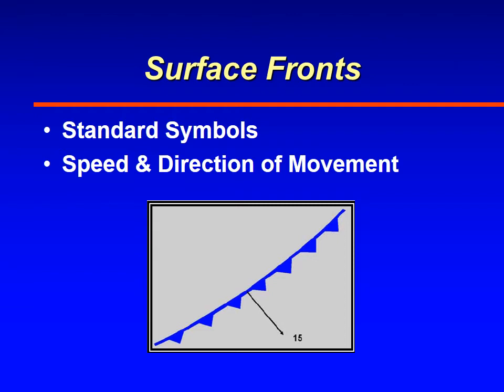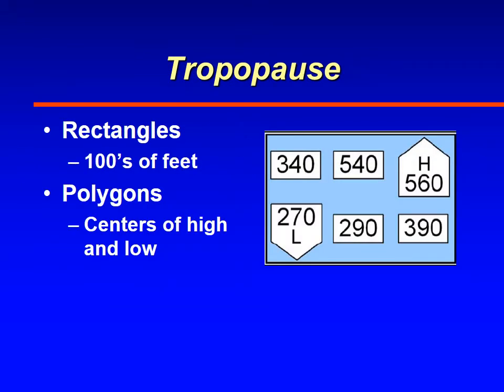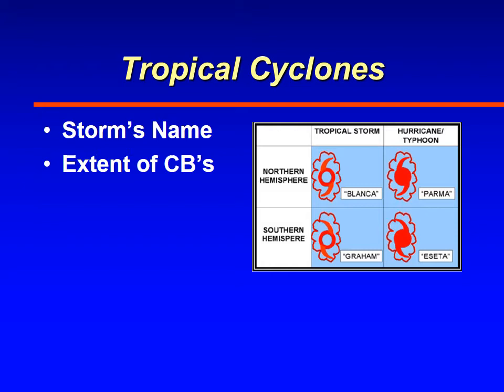They use standard symbology for fronts. They'll indicate surface fronts, location, and movement. They'll also tell you the height of the tropopause in hundreds of feet, and they'll indicate areas of relatively high tropopause and relatively low tropopause by the pentagon. They'll also indicate tropical cyclones, whether they be hurricanes, typhoons, or tropical storms. And they'll give them their names, and also indicate with scalloped red lines the extent of the thunderstorms.